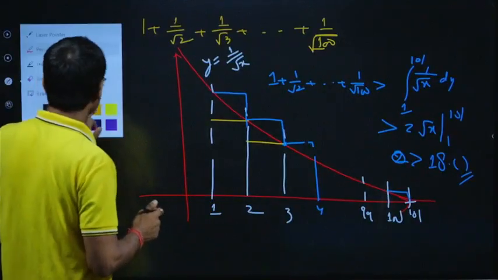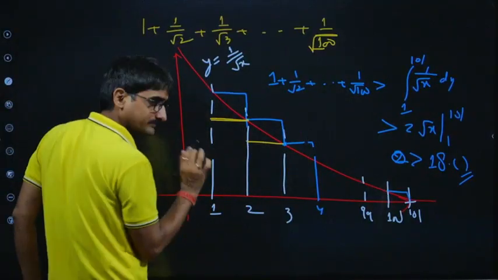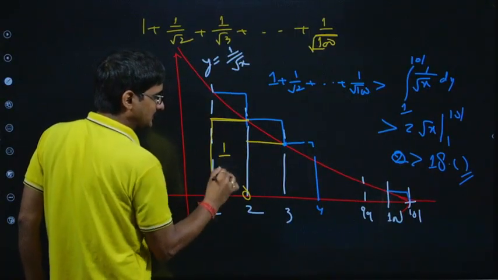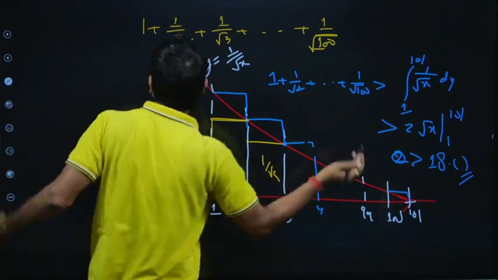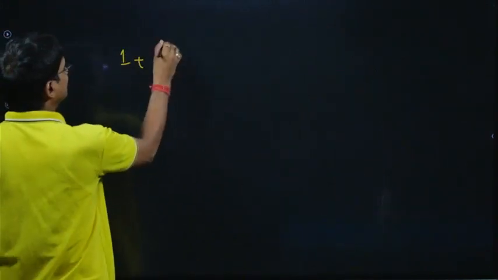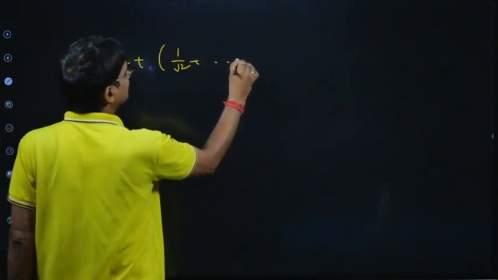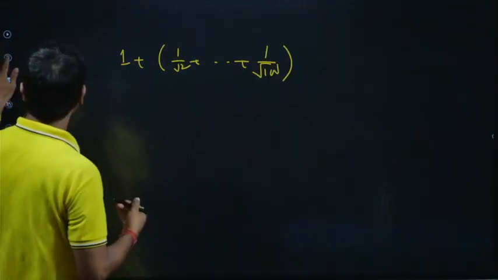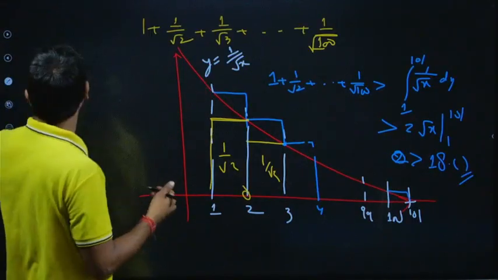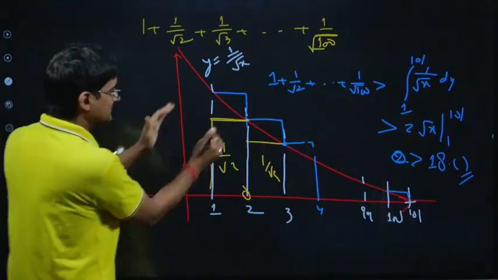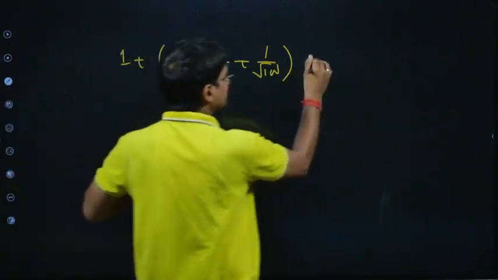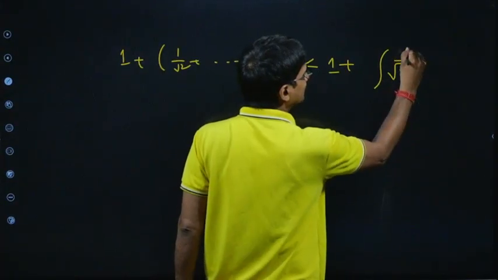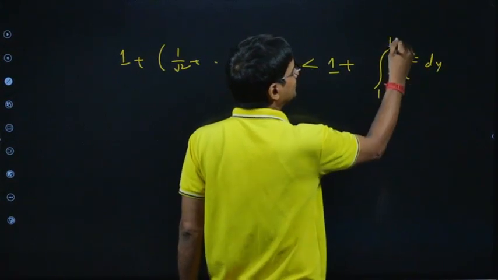Now see, interestingly, for this one, I started from here. So this area is 1 by root 2, this area is 1 by root 3. So I said, okay, 1 plus 1 by root 2 plus dot dot dot 1 by root 100 is actually, now see the orange one, I just left that one outside. The orange one is less than, so it's actually less than 1 plus, again, 1 by root x dx from 1 to 101.